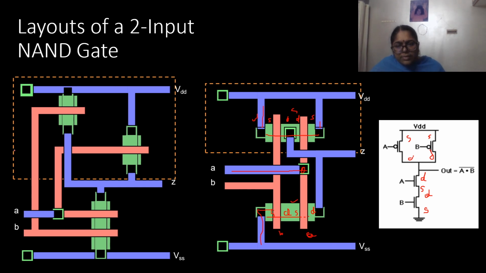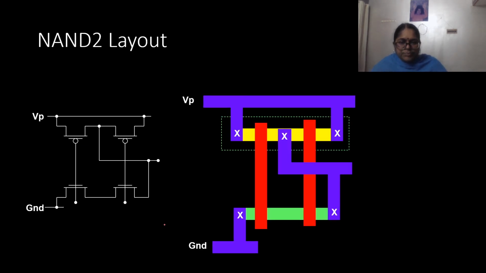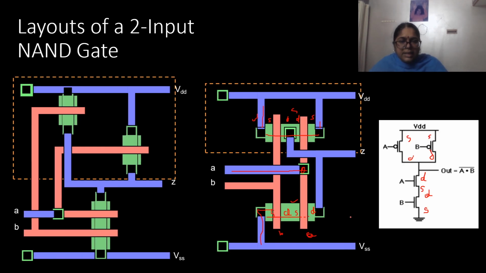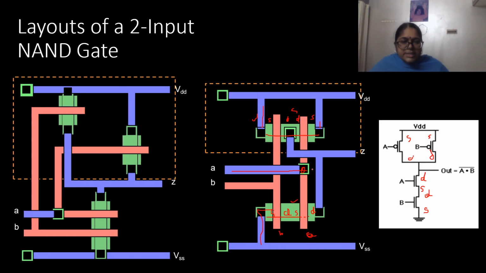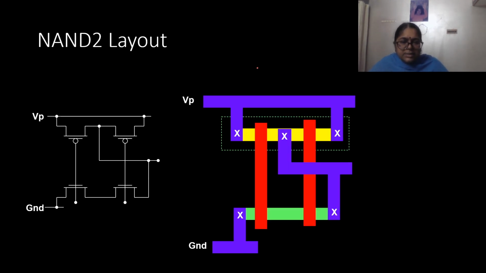This is another way of drawing the stick diagram. Instead of placing the P diffusion and N diffusion horizontally, wherever a transistor is required, we are having a polysilicon cutting the P diffusion and drawing the transistors. This is NAND layout. You can see here PMOS and NMOS, P diffusion and N diffusion are drawn horizontally, whereas here it was a different way. So this second circuitry matches with this circuit.